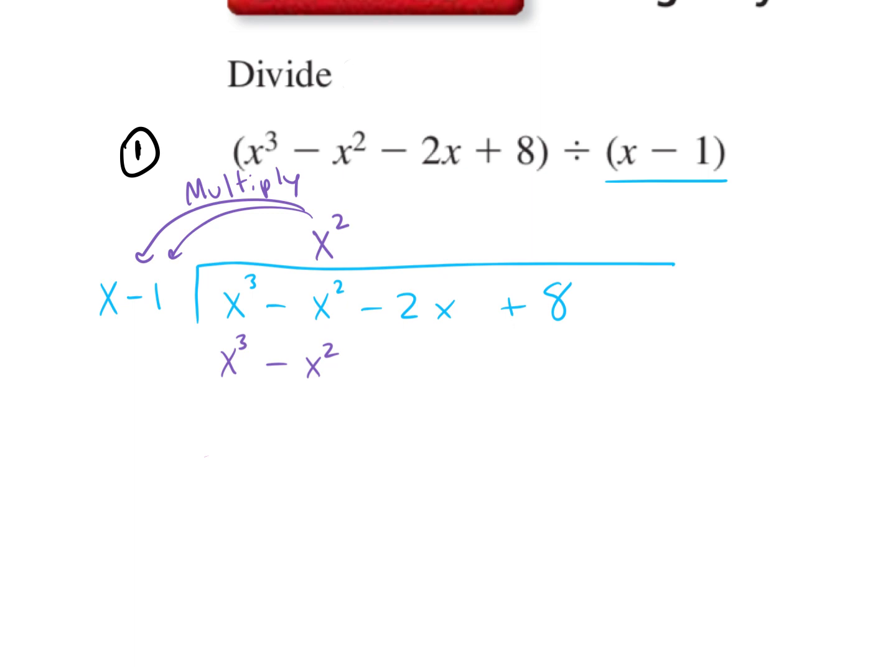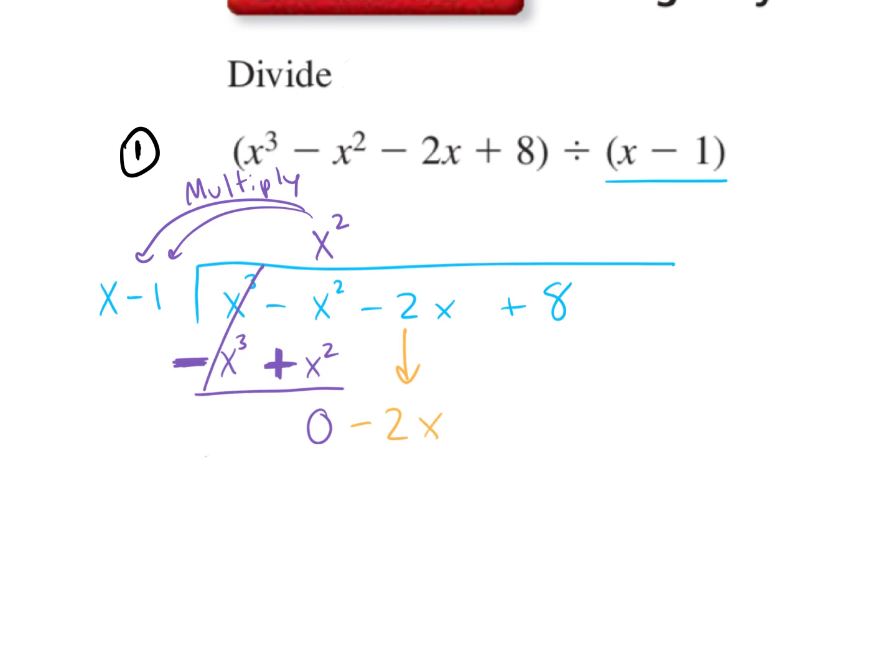The next step is we change the signs. So we change the signs of both things we just wrote here. The minus becomes a plus, and the positive becomes a negative. The first term will always cancel because it divided in evenly. What is negative x squared plus x squared? 0. It just so happens to be 0. Sometimes we'll get a term there. But then we drop down the next term.